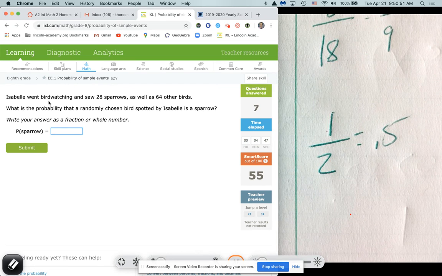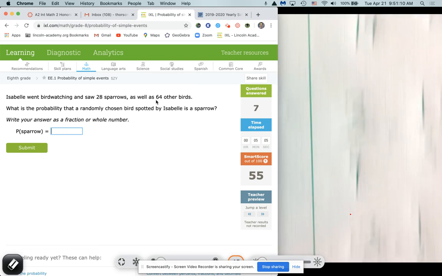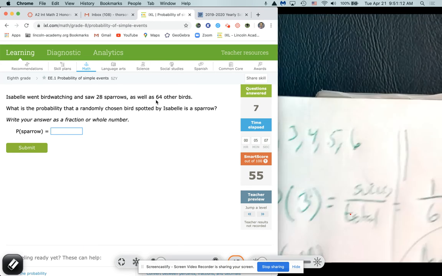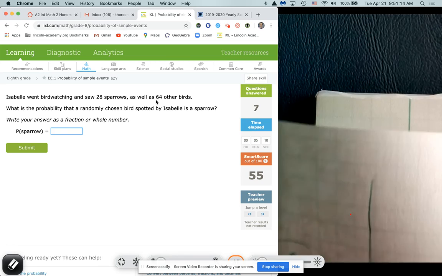Here, Isabel went bird watching and saw 28 sparrows, as well as 64 other birds. Now it's going to be a little bit trickier because you're going to think 64 is the total. 64 is not the total, as well as 64 other birds. The total would be the two added together. So on my sheet of paper here, I'm going to definitely find out what the total is.